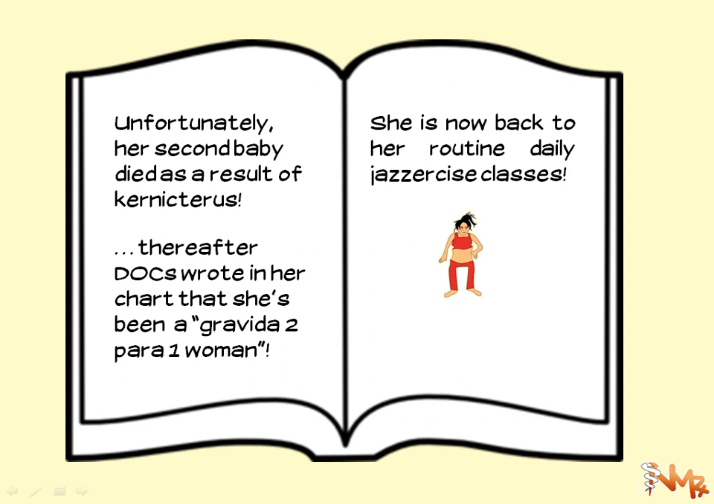Unfortunately, her second baby died as a result of kernicterus. Thereafter, docs wrote in her chart that she stayed as a Gravido 2 para 1 woman. She is now back to her routine, daily jazzercise classes. And that's the end of that story.